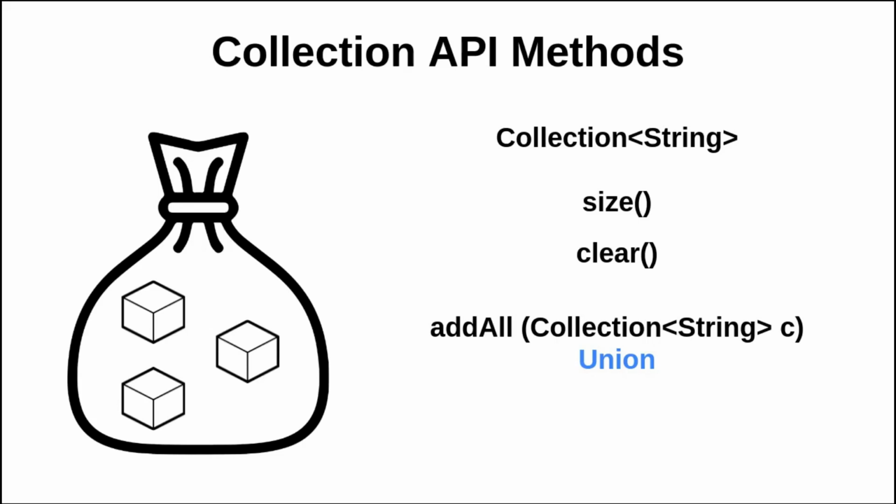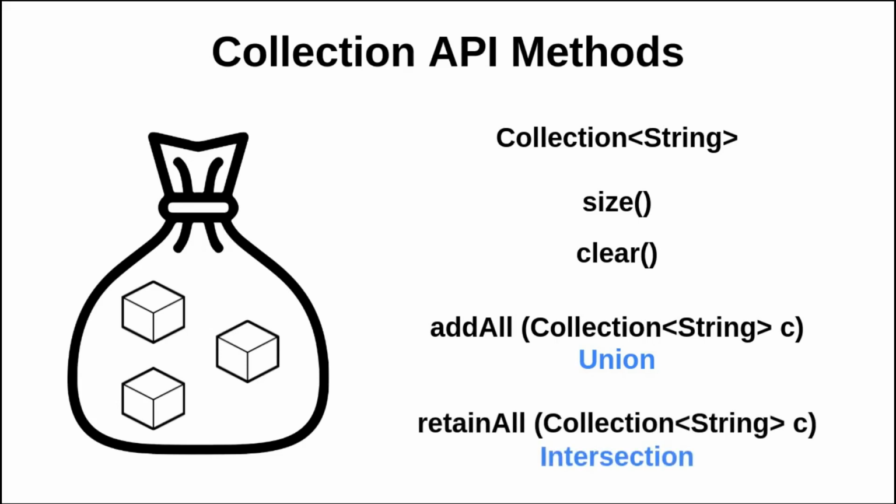Besides, I have a method which allows me to make the intersection of two collections, which is retainAll. It will keep the objects that are both in the collection in which I am and in the elements that I have passed in parameter. So it makes an intersection of two collections. So here are the main methods present in the Collection interface.